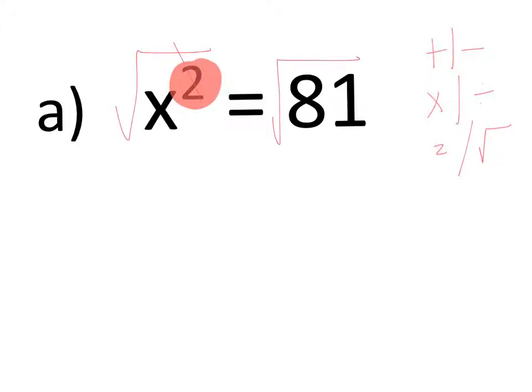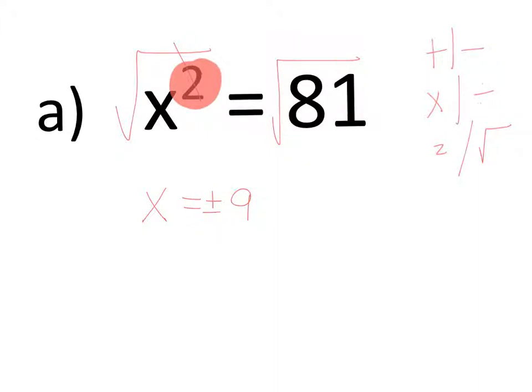So that square root and square will cancel out, and the only thing I have left over here is x equals, and then the square root of 81 is 9. Now, we do need to put a plus or minus out front, because remember, this guy right here tells us how many answers we should have, and he says that we need 2 answers. So we're going to put this plus or minus out front.